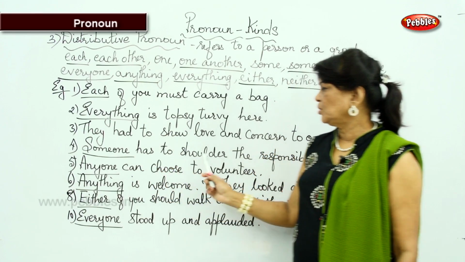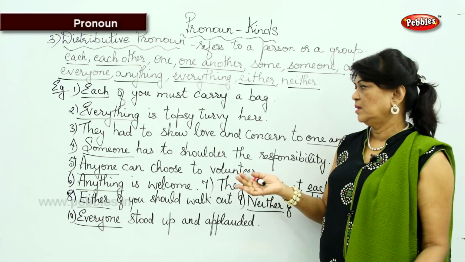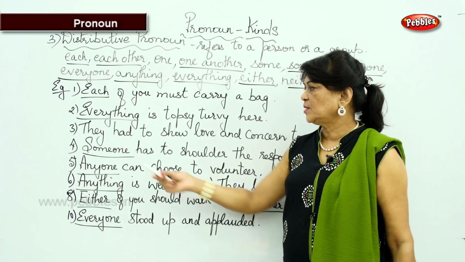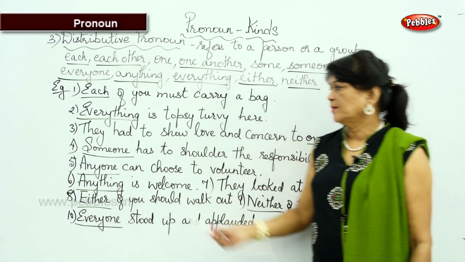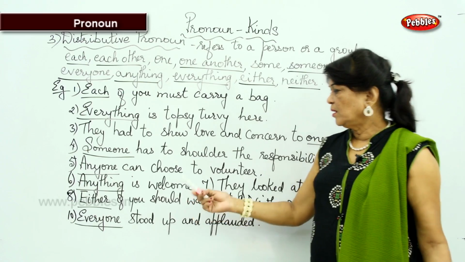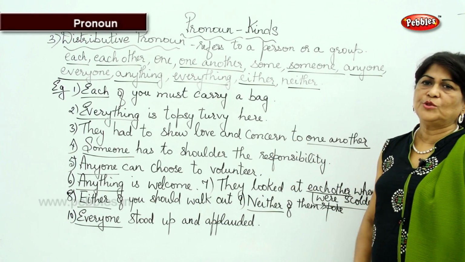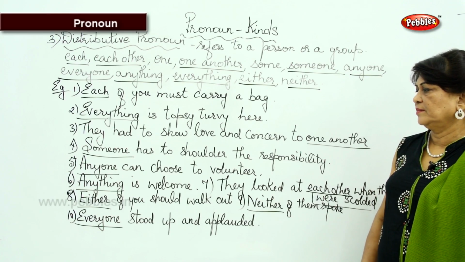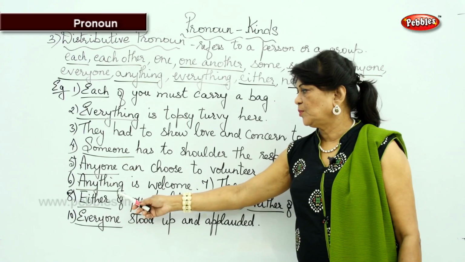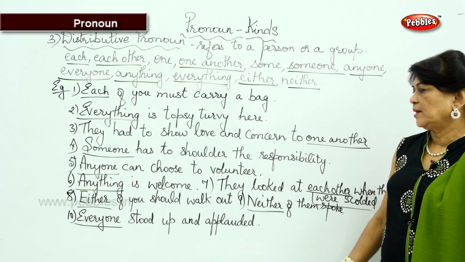Someone has to shoulder the responsibility, that is, take up the responsibility. Someone. Next, anyone. Anyone can choose to volunteer. Any one of you can choose to volunteer. So, anyone is a distributive pronoun. Next, anything. Anything is welcome.